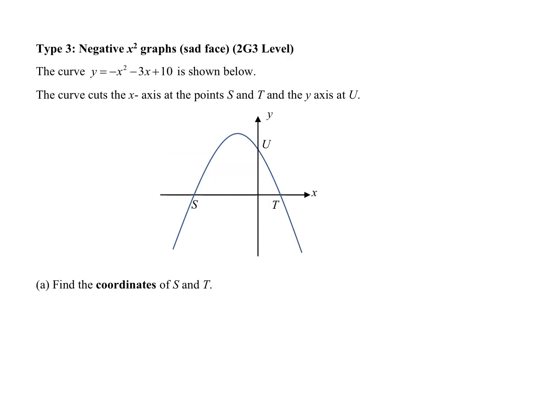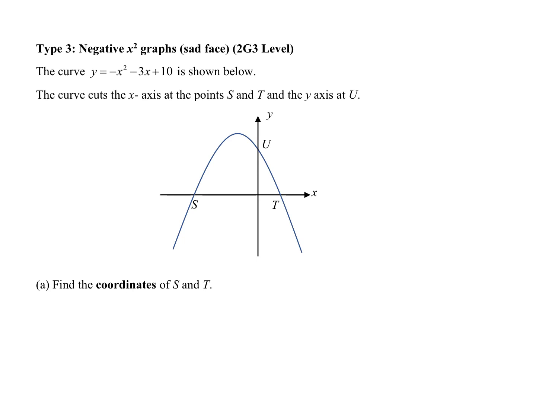Now I shall move on to the next type of question for the -x squared graph, which is also a set phase, but this is most likely for the G3 level questions where you have in your equation a -x squared and you're expected to factorize it on your own. So let's look at this question over here. The graph curve y equals to -x squared minus 3x plus 10 is shown below, and it cuts the x-axis at the points S and T and the y-axis at U.